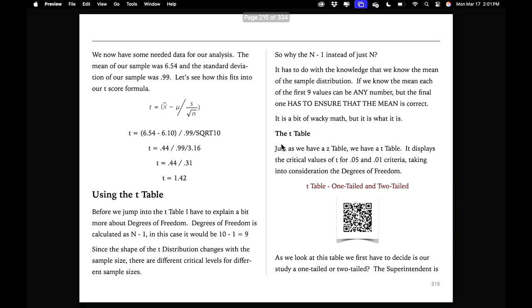So I go through that. Here's the formula, and it comes down to a t-score of 1.42. This is very similar to z-scores. Now the z-score line in the sand, remember from the z-scores, was 1.6 or 2.4. I hope I remember those correctly. 1.6, 2.4, that was the 0.05, 0.01 level of significance. What we want to do now that we have this is use the t-table.